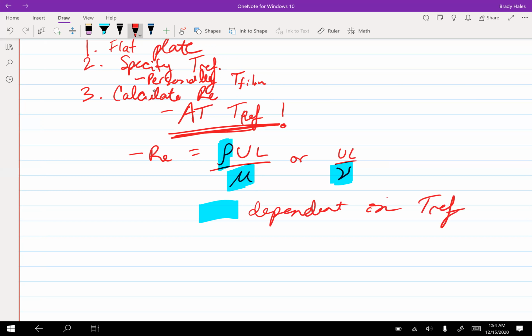Okay, so if I look here, my Reynolds number, these properties, rho, mu, nu, they're dependent on T ref, and that is why it's important and crucial to calculate the reference temperature before you calculate the Reynolds number. And then after this, you ask yourself, is it laminar or turbulent, right?